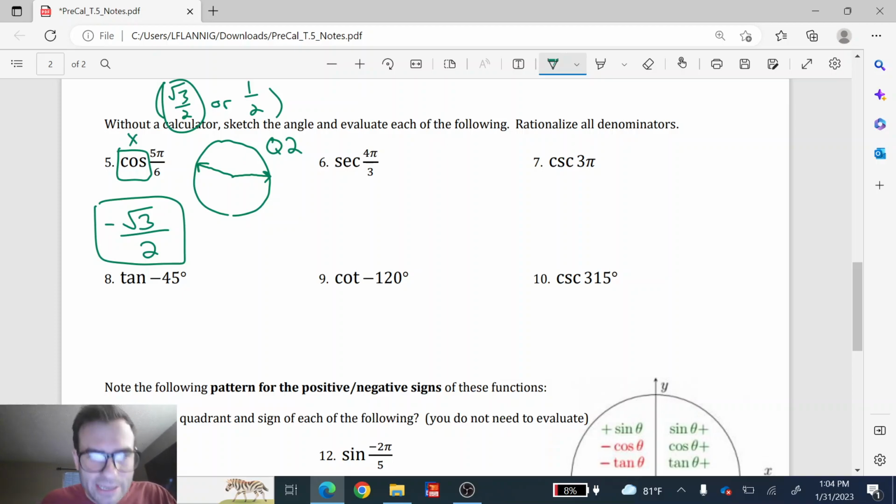And then secant, you know, the secant here. When I see secant, what I usually like to do is just go straight to, after I draw it, switch it to cosine and just flip it. I think it makes it a little easier for me. So let's look.